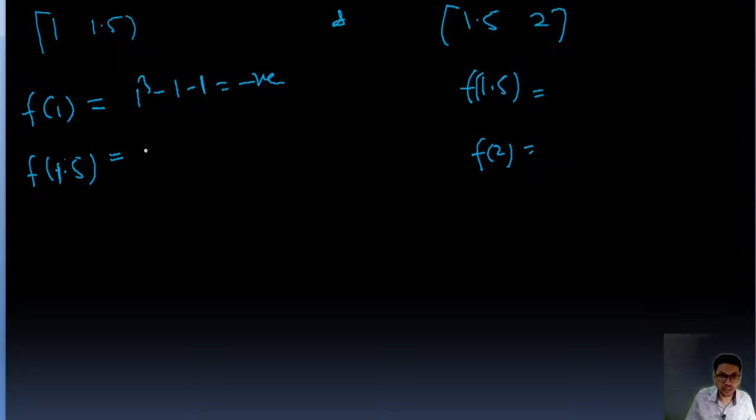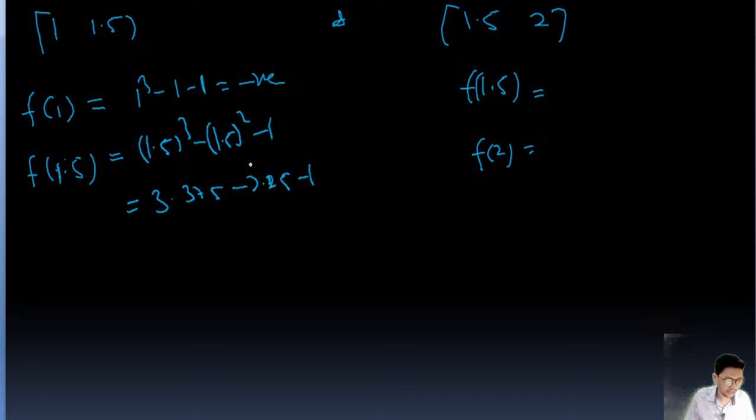F1.5, so this is going to be 1.5 cubed minus 1.5 squared minus 1, and this value is going to be 3.375 minus 2.25 minus 1. Okay, so this is going to give 0.125, means positive value. Okay, so F1 is giving a negative value and F1.5 is giving a positive value.